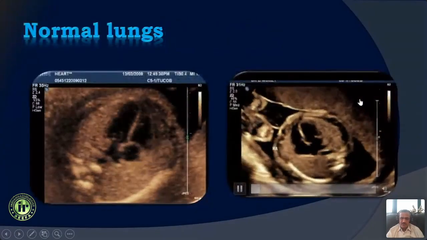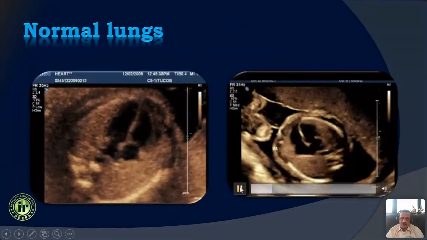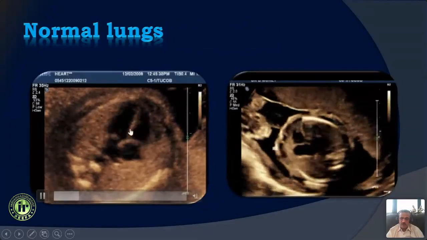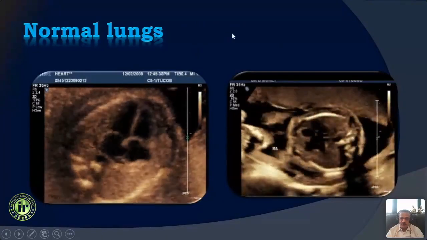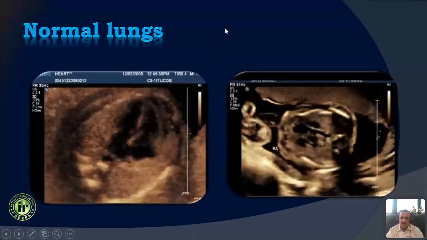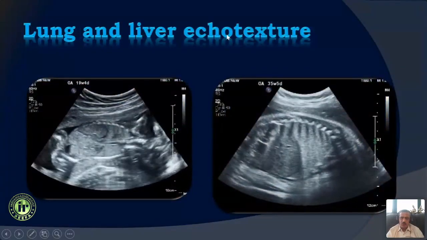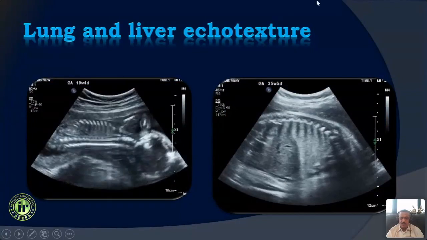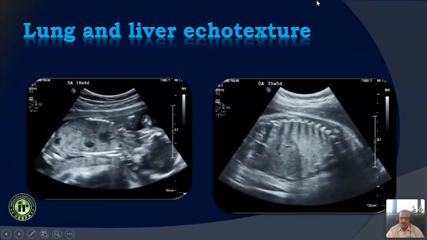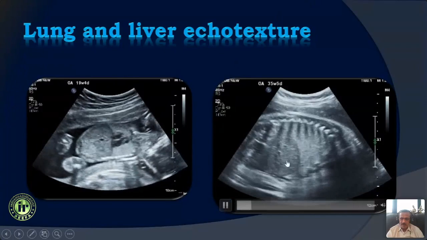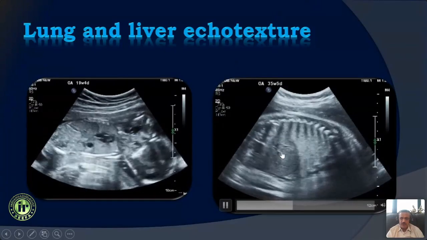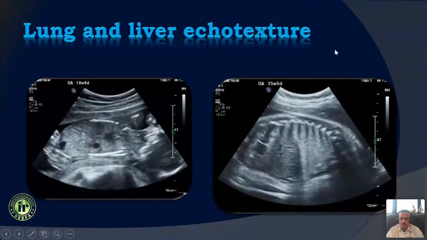So when we come to second trimester, of course, when we look at a 4-chamber, that is the time we look at the symmetry of the lung on both sides, the echogenicity of the lungs on both sides, and try and see whether there is any abnormality as such. Now, the lungs are slightly hyper-reflective as compared to the surrounding liver, and of course, that's the dome of the diaphragm.